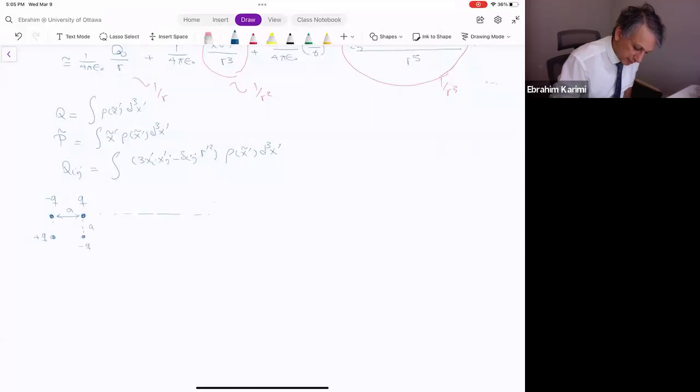The distance between them is A. I keep it in a square. So it's plus Q, minus Q, plus Q, minus Q. If you look at the dipole in any direction, it is 0.